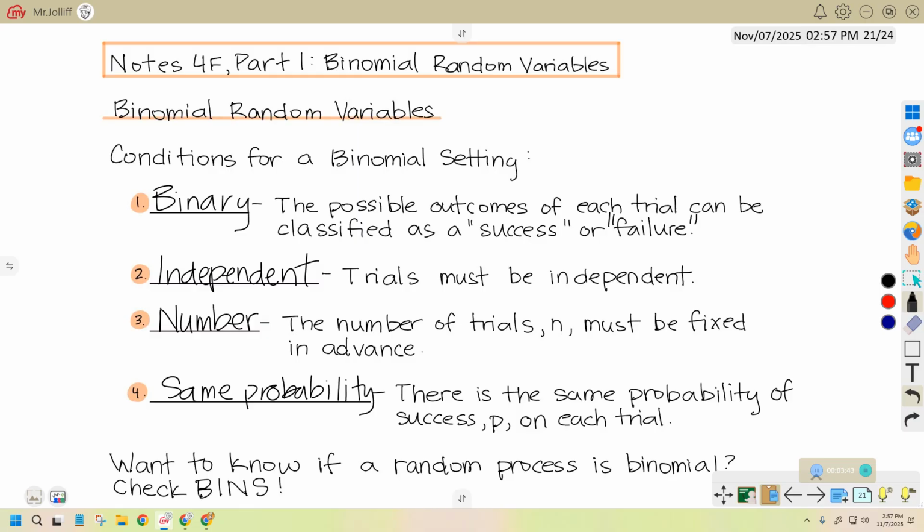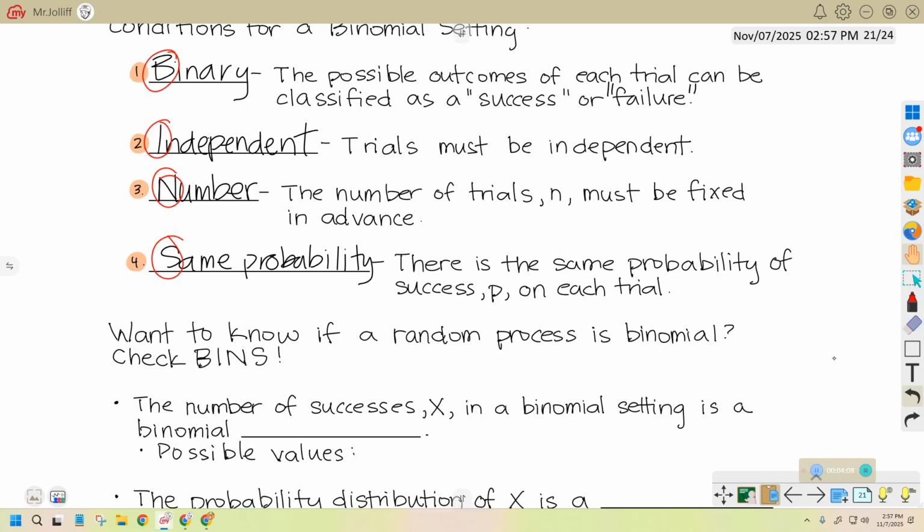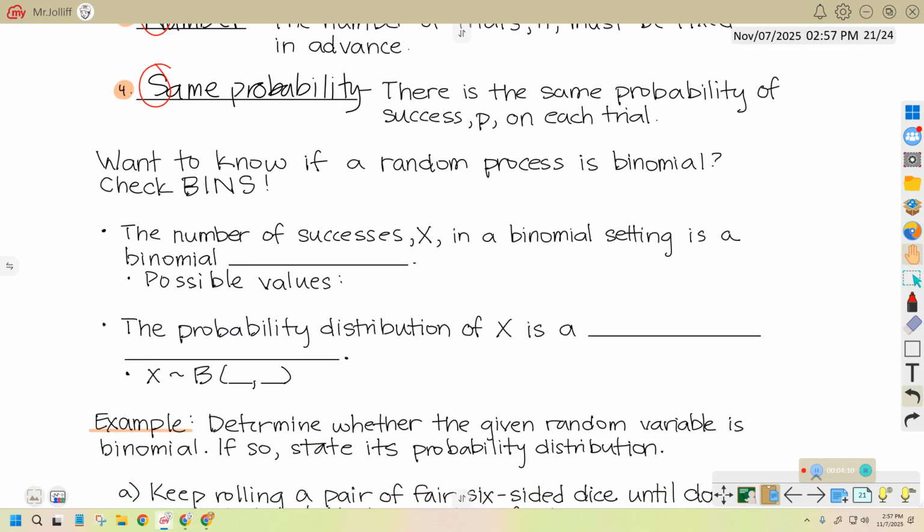So if you know you're looking at a discrete random variable, the first thing you should check is BINS. If it satisfies the conditions in BINS, we know that it is binomial. We like acronyms. First we had SOCS, now we have BINS. All right, so this is a binomial setting. If x is the number of successes in a binomial setting, we refer to it as a binomial random variable.